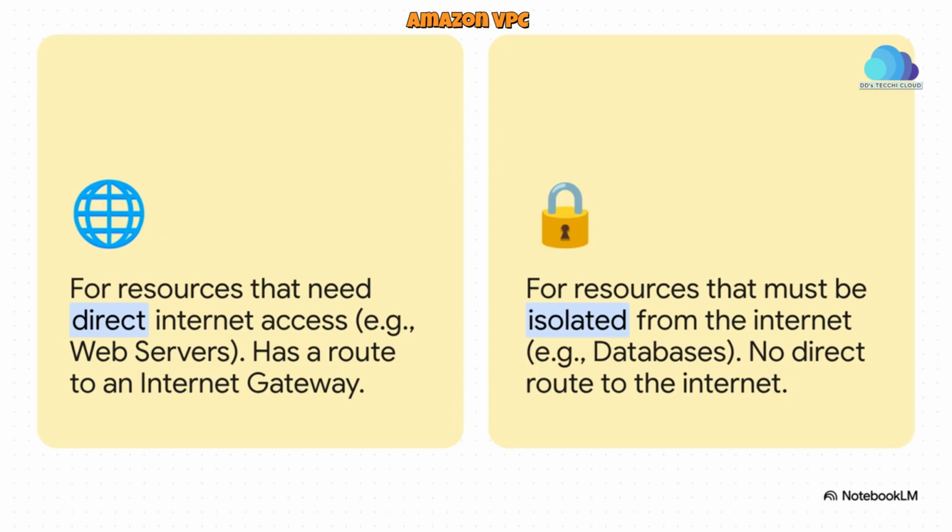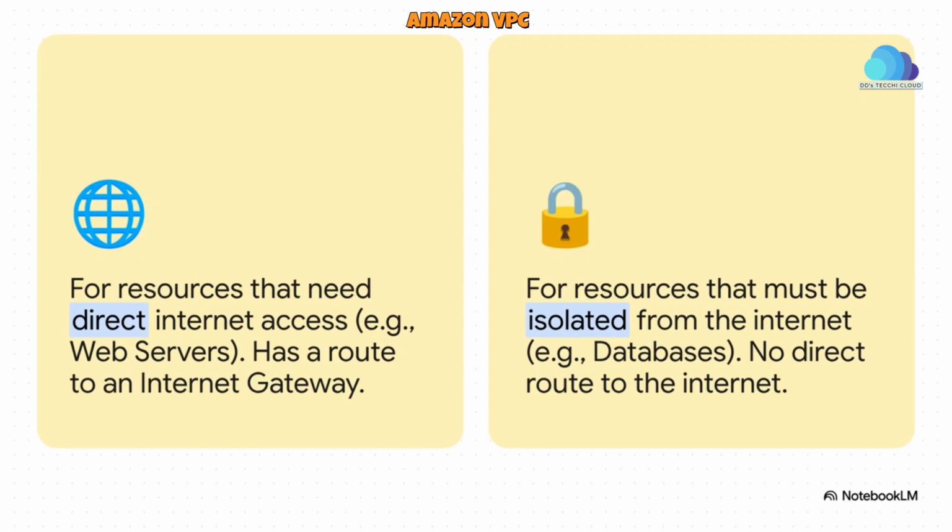Now, just like in a real community, not all neighborhoods are created equal. In the VPC world, we have two main types, and you absolutely need to know the difference. We have public subnets, which are for things that need to be accessible from the internet, like your public-facing web servers. And then we have private subnets for all the stuff you want to hide and protect, like your precious databases.